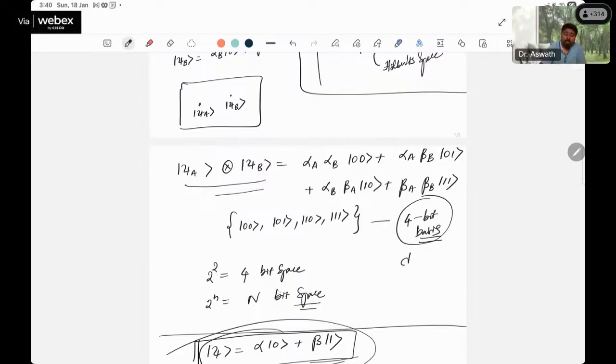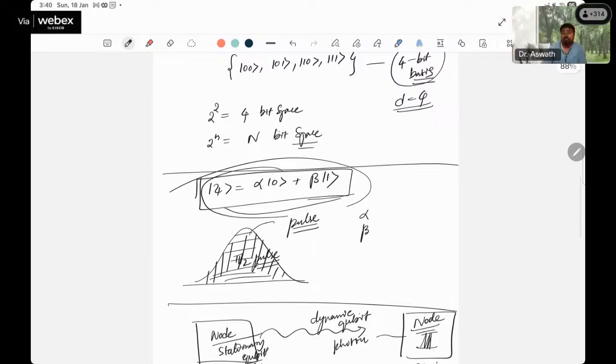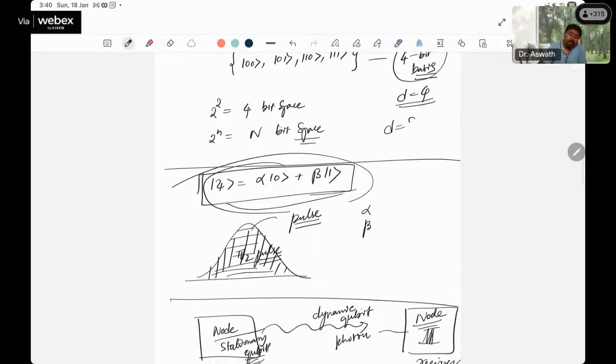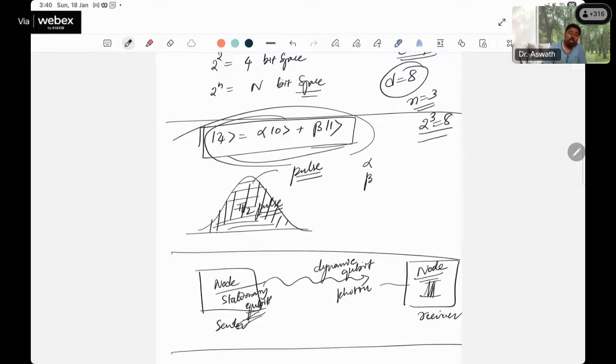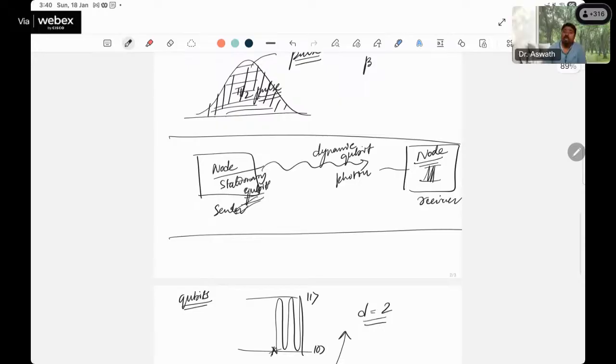So this time the dimension d is 4. If I take one more atom additionally, I'll get an octet, meaning d equal to 8 with n equal to 3 qubits, because 2 to the power of 3 is 8. So I can have a system with d equal to 8, an 8-level system. That is what qudits are. Then a few more questions I'll clarify.